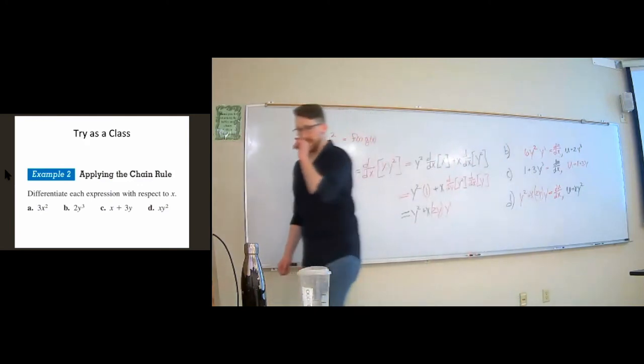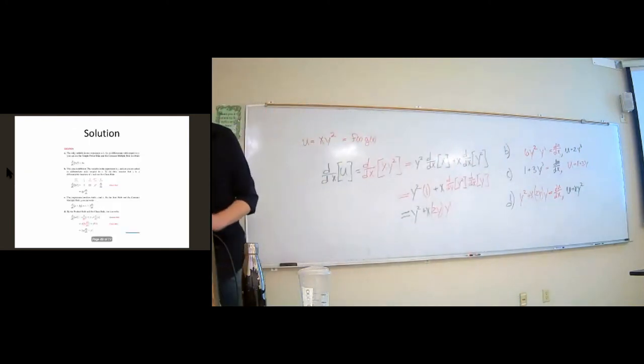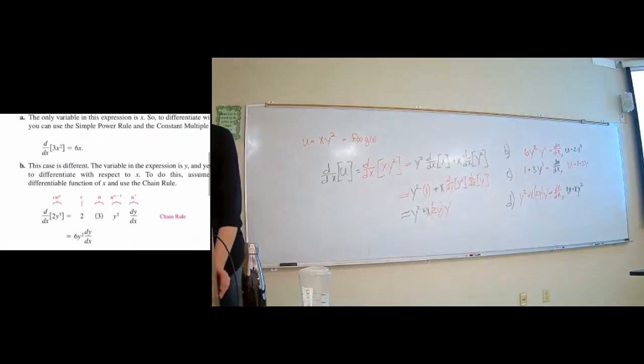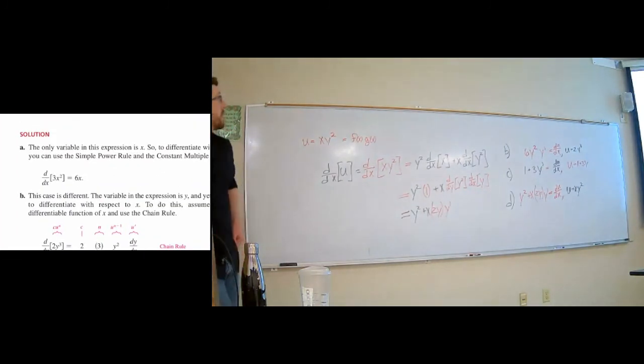All right, now let's jump to the next slide. Notice in A, we didn't need to use the chain rule. It just differentiated directly, right? You can pull out that constant, differentiate x squared to get 2x. 2x times 3 is 6x.